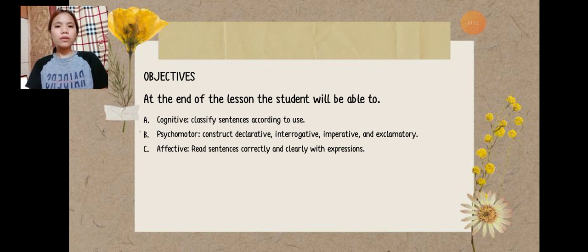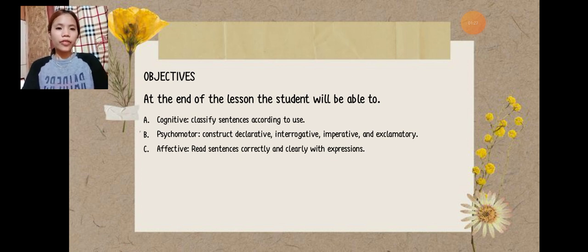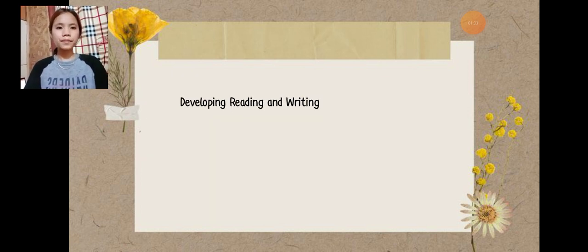Here are some objectives of our lesson today. First, classify sentences according to use. Second, construct declarative, interrogative, imperative, and exclamatory sentences. Third, read sentences correctly and clearly with expressions. So our topic for today is all about developing reading and writing.